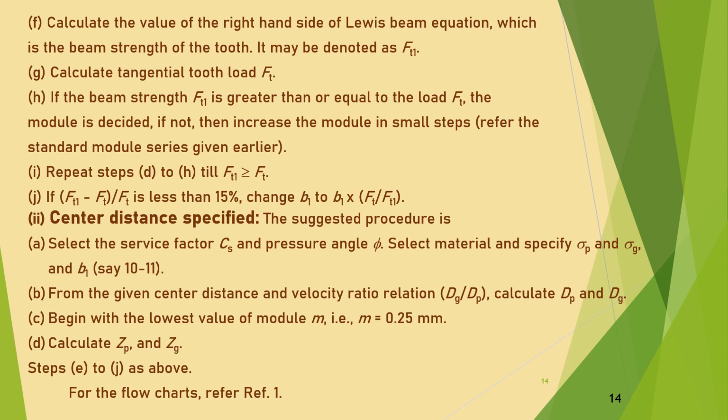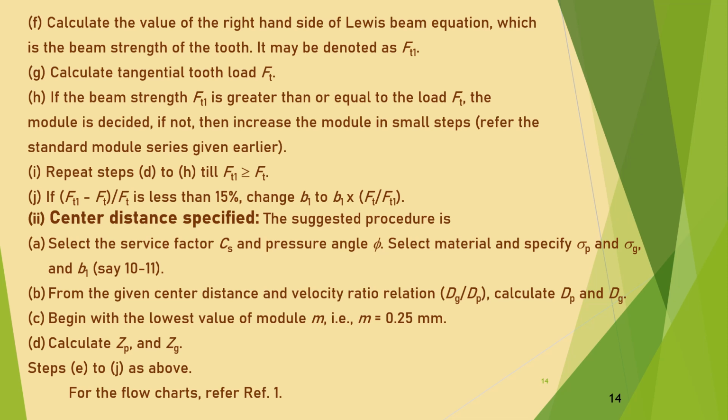If the beam strength Ft1 is greater than or equal to the load Ft, the module is decided. If not, then increase the module in small steps. For that, refer to the standard module series given earlier. Repeat steps D to H till Ft1 is greater than or equal to Ft. If (Ft1 minus Ft) divided by Ft is more than 15%, change b1 to b1 into Ft divided by Ft1.